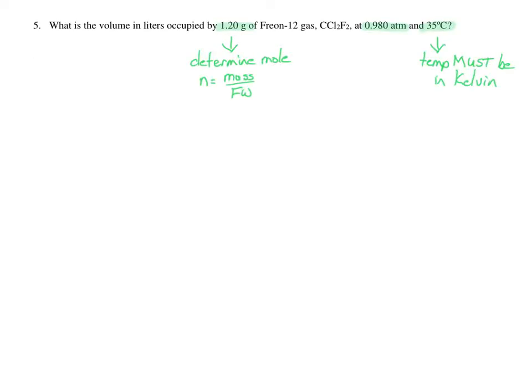Ideal gas law problem. Couple things. The amount of our gas is given in mass, so we have to determine the number of moles of this gas from mass divided by formula weight. Also, our temperature is given to us here in Celsius. Anytime we use the ideal gas law, temperature must be expressed in Kelvin, so we'll have to convert Celsius to Kelvin.